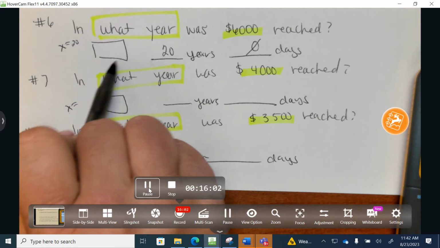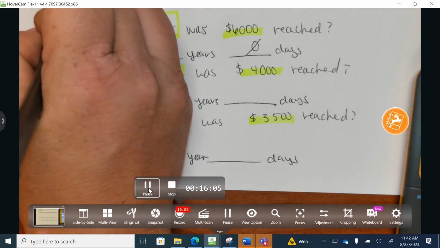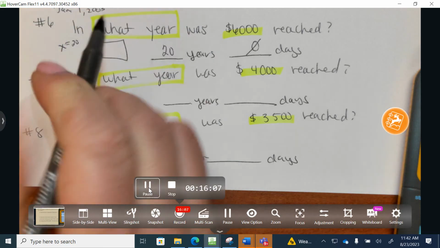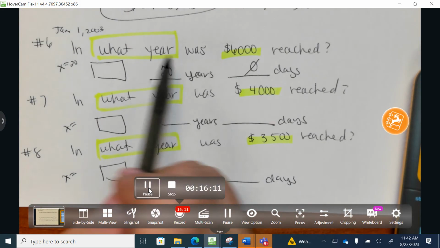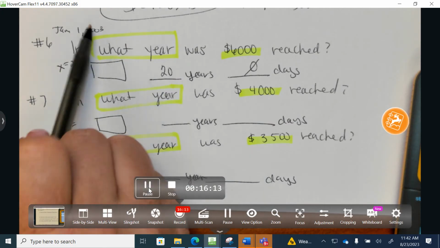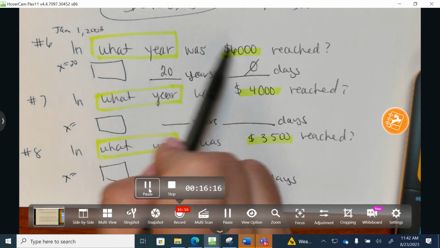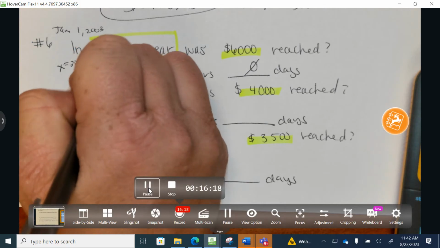But now I need to fill this in. Who remembers what was the initial year here? It was January 1st, 2003. So January 1st, 2003 was this initial year. So if I get a year of 20, then what goes in here? In what year did you reach 6,000? It would be 2020.